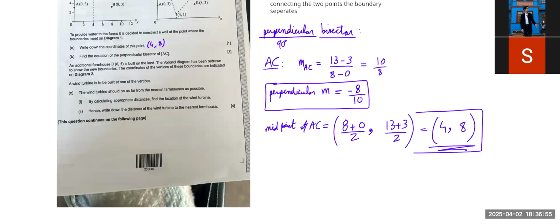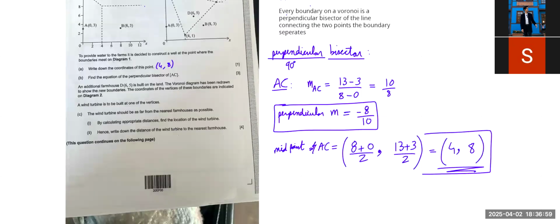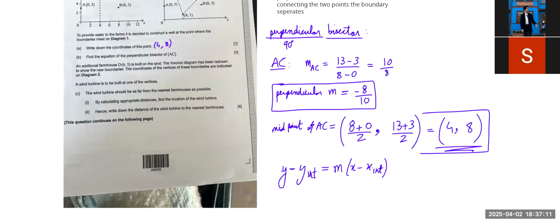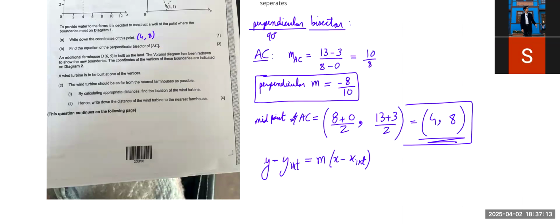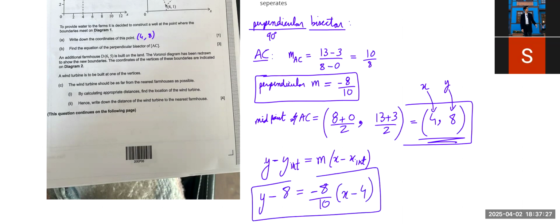Once you know both of these things, finding the equation of a line is child's play because all you have to use is this little formula. Y minus y intersection equals m times x minus x intersection. So in this scenario, the intersection y value is this and the intersection x value is this, which you found earlier. So you're going to have y minus 8 equals negative 8 over 10 times x minus 4. That is your answer.